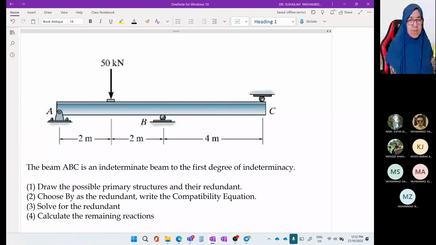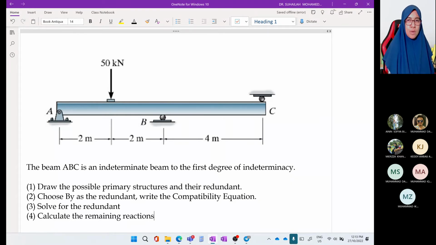Okay, so on the screen right now, we have an indeterminate beam to the first degree of indeterminacy. We have beam A, B, C, supported by one pin at A and two rollers at B and C. There is a vertical load of 50 kilonewton located at the center of AB.